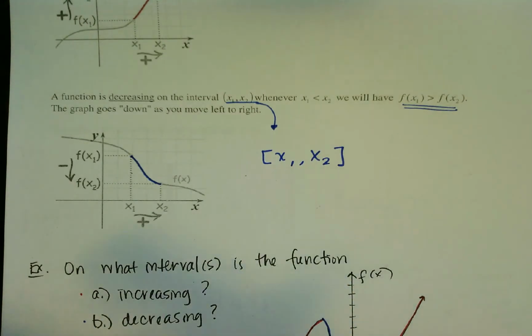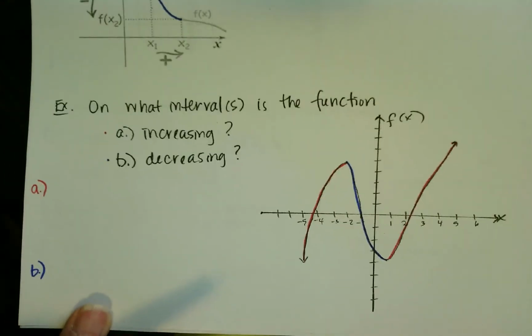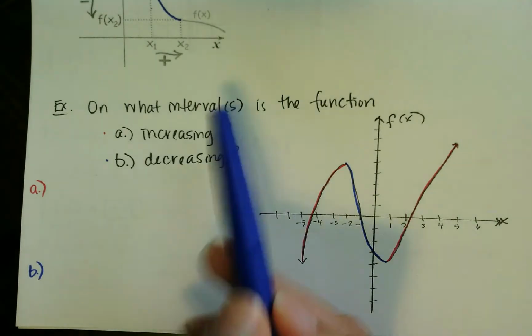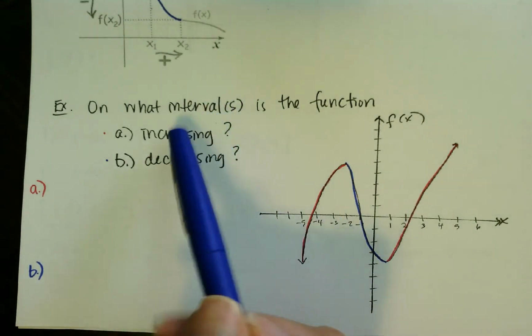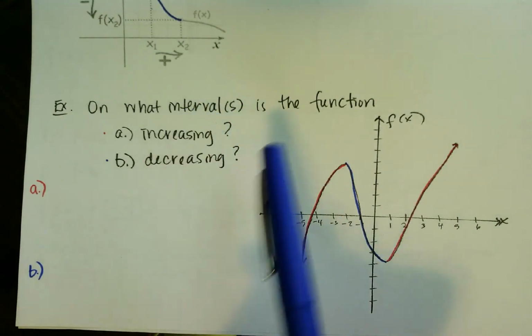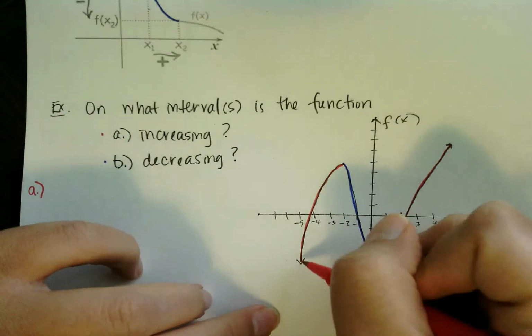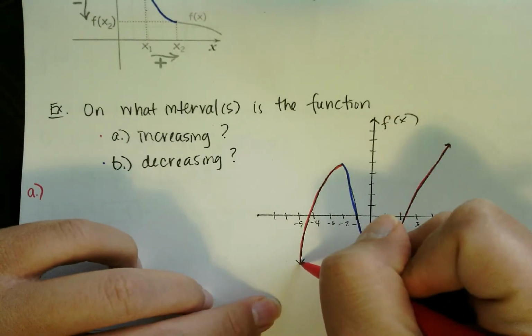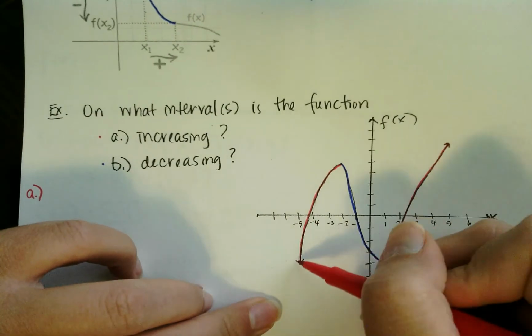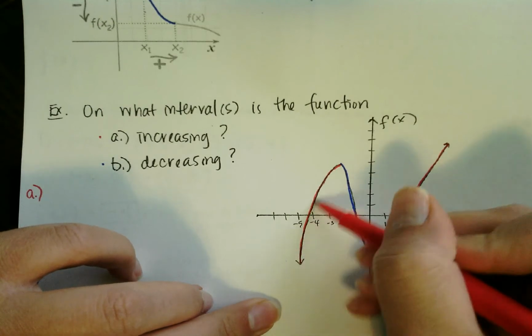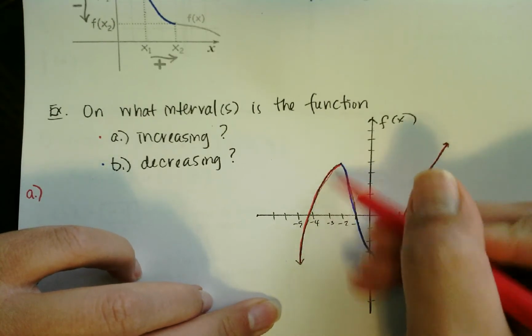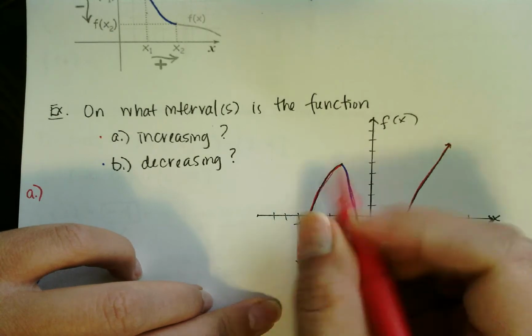So you want to be able to read graphs from left to right and see if those pieces of the graphs are increasing or decreasing. Let's do an example. On what interval or intervals, so you can have more than one interval, is the function increasing? Part A I did in red. Reading from left to right, if we start from the most left side of the graph, this piece of the graph is increasing. From left to right, it's going up. So what x's are those?